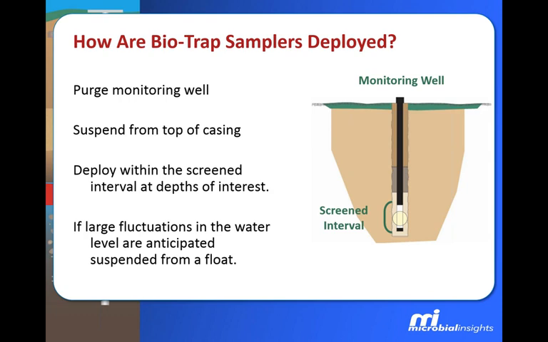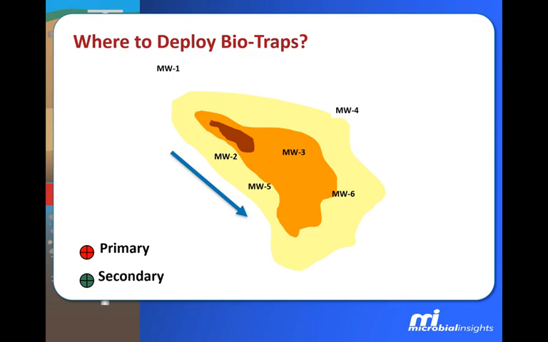In certain cases, if there are large fluctuations in the water level that are anticipated, you can even suspend the biotrap from a float, so it will rise and fall with the water table and maintain its position with respect to the water table. Where do we deploy biotraps?